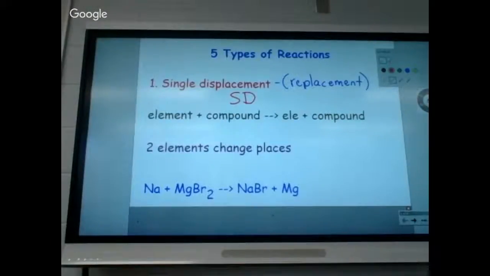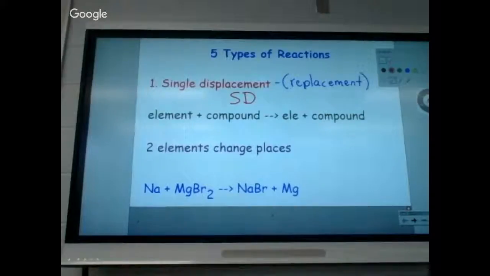Oh, okay. All right, so here's a typical example of single displacement. If you have sodium plus magnesium bromide, you'll get sodium bromide plus magnesium. Now, in this particular reaction, can anybody tell me who exchanged places? Sodium and magnesium is the right answer.